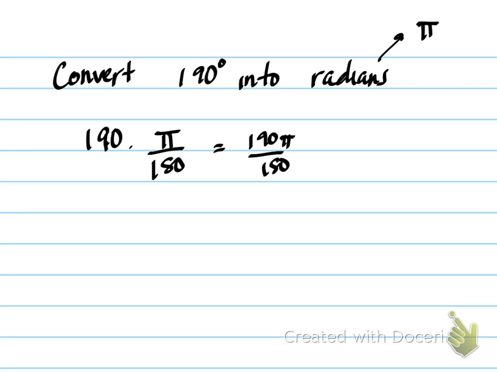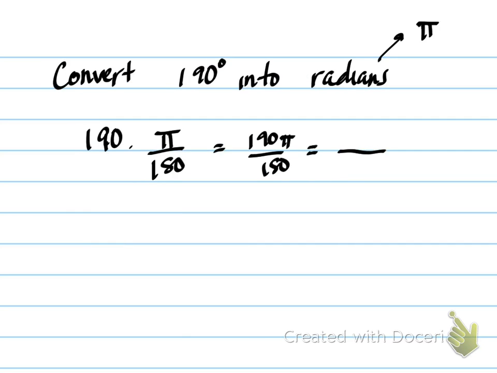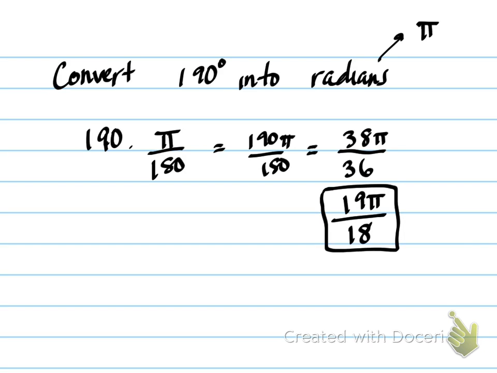And then we're going to divide these both by 5. From the last problem we just did, I know that 180 divided by 5 was 36, so my bottom number is going to be 36. And on top, I'm going to get 38 pi. Well, I can keep going. I can still divide those by 2. This is going to be 19 pi over 18, since 36 divided by 2 is 18. I'm just simplifying there, reducing the fraction. And so 19 pi over 18 equates to 190 degrees on the unit circle.